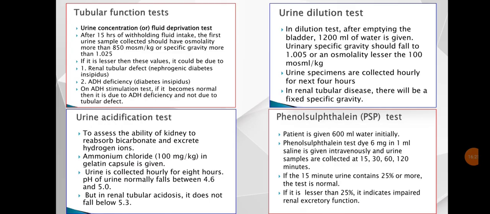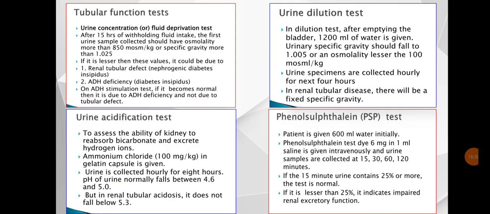The last one is the phenolsulfonphthalein test. This test indicates renal excretory function. It means impaired renal excretory function can be measured. For example, in the patients we give half a liter of water initially. In the test, after 15 minutes we collect the urine and measure it.